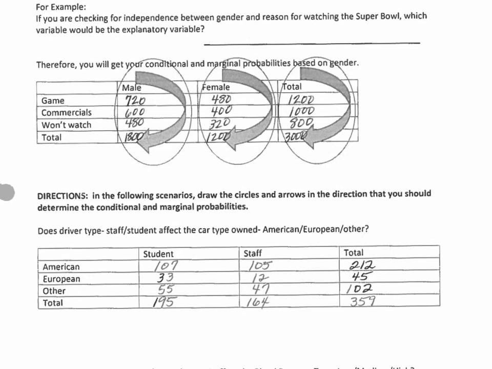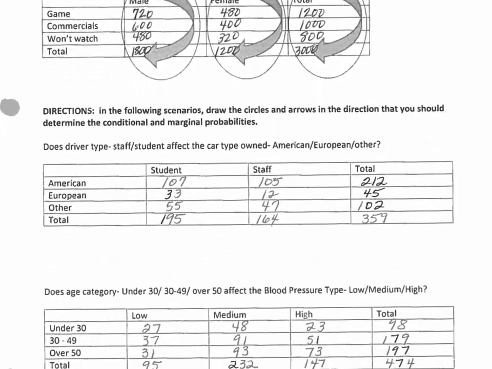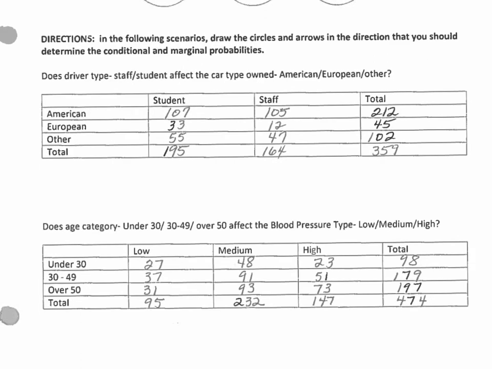We're good. Okay? So let's actually talk about this here. The directions: list the conditional and the marginal, and then tell me if it's independent or not. Okay, so look at this. First problem. We have type of driver, student or staff, and then we have origin of the car, where it came from. And this is type of driver. Which one is influencing the other? Which is affecting the other?